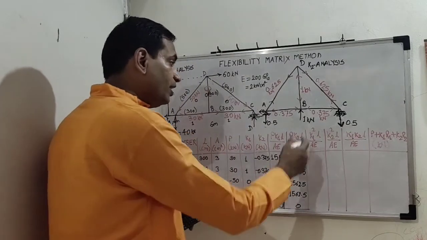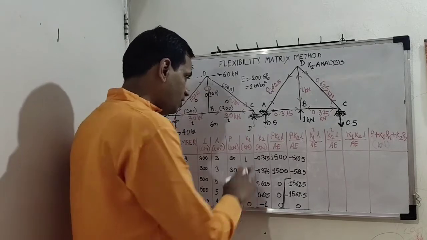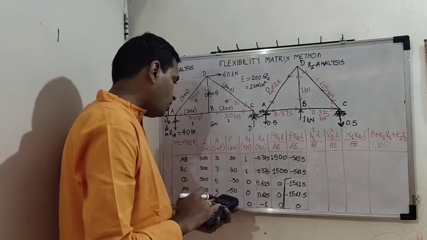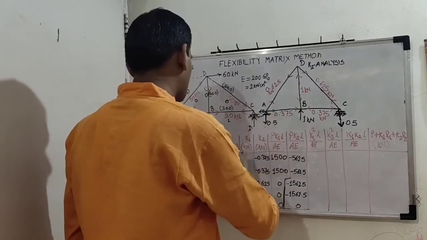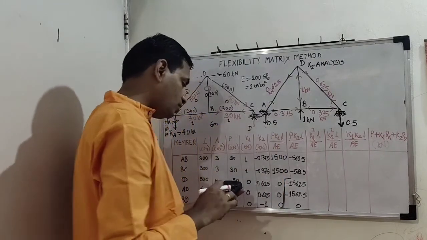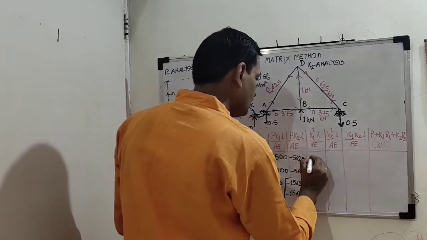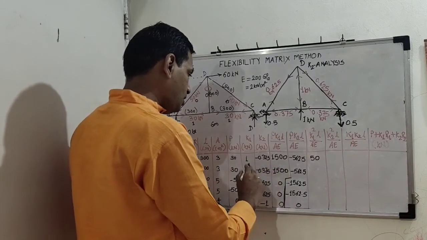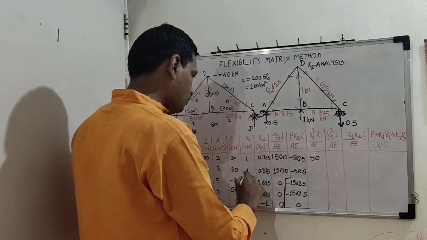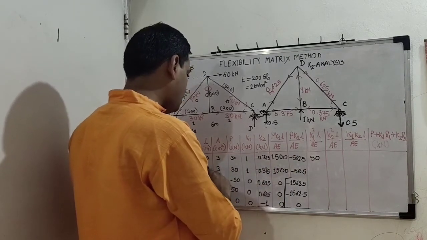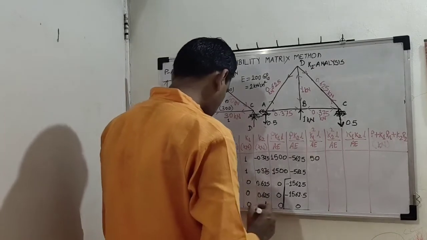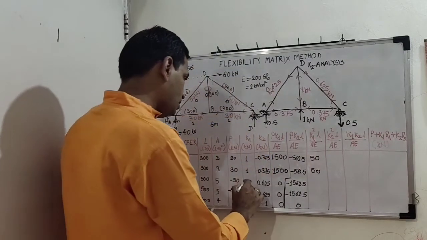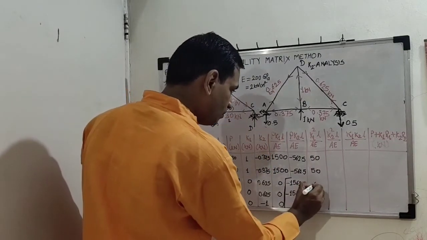Then K square L upon AE. This is simple. K square is 1. 1 into 300 upon AE, 3 into 2, 6. So 300 by 6 is 50. Here K1 square L, so 1 square is 1, 1 into 300, 300 by 6. So again 50. Next 0. All three are 0. Simple.